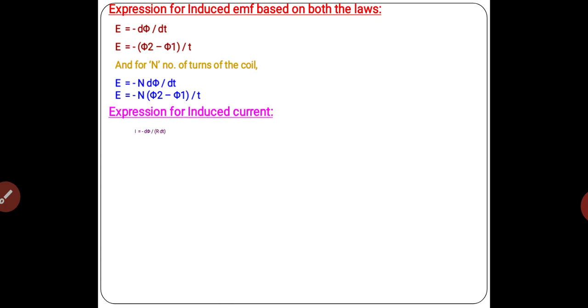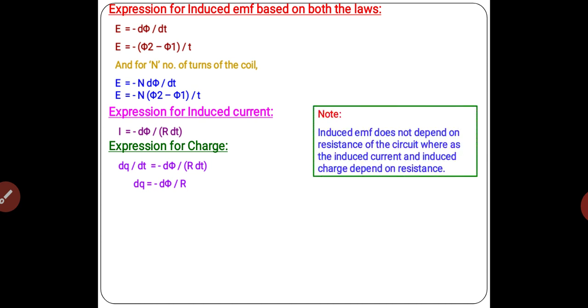Expression for induced current is given by I = −dφ/(R dt). Expression for charge: dq/dt = −dφ/(R dt), so dq = −dφ/R. Induced EMF does not depend on the resistance of the circuit, whereas the induced current and induced charge depend on resistance.